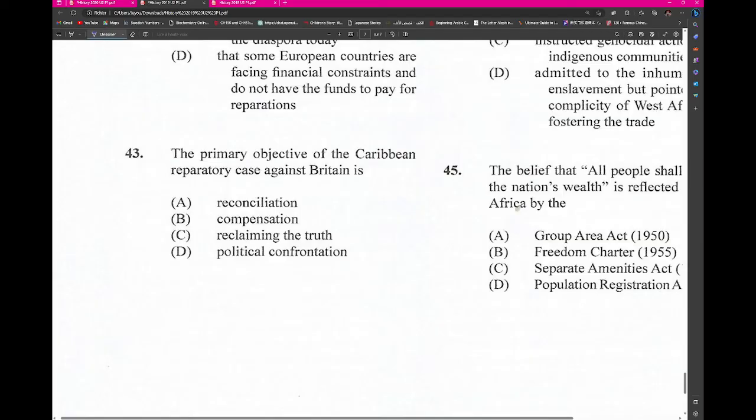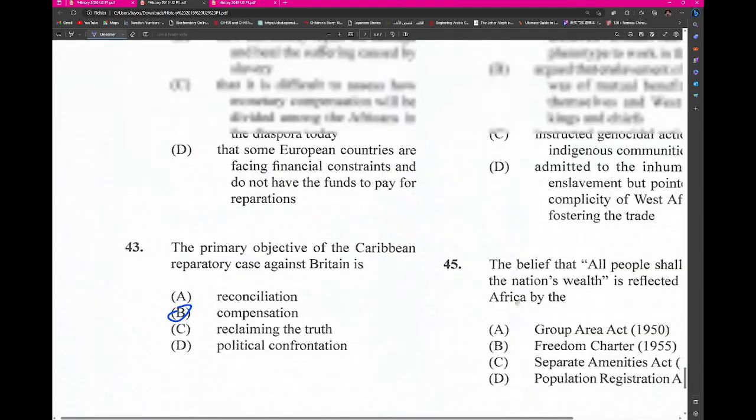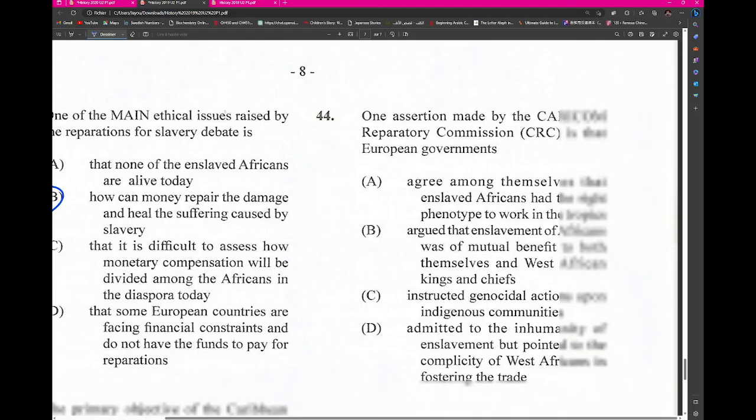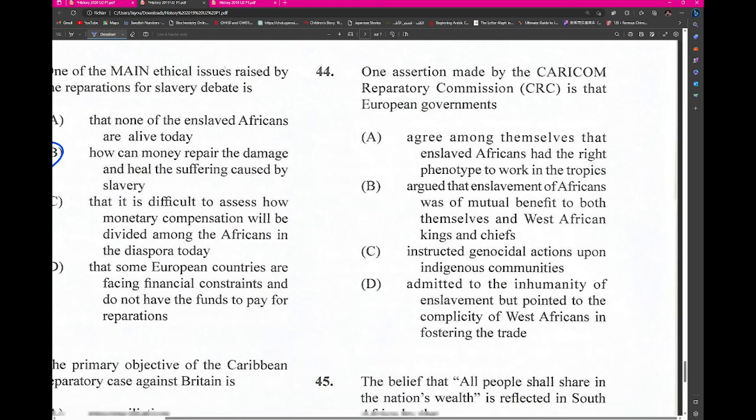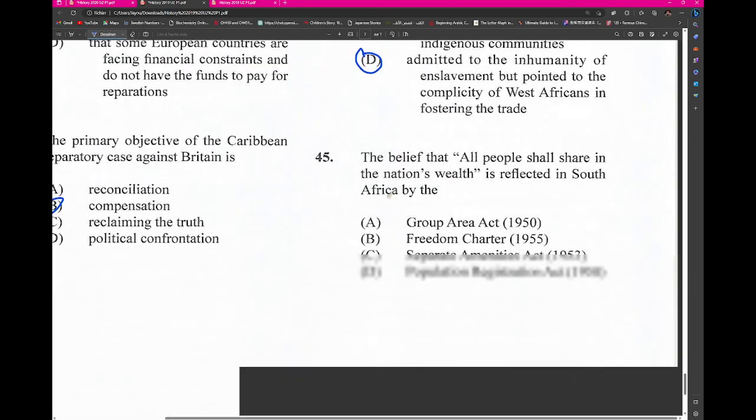The primary object of the Caribbean reparations case against Britain was compensation, right? One assertion made by the CARICOM Reparations Commission, CRC, is that European governments argued among themselves that the enslavement of Africans was of mutual benefit to themselves, and no instructed genocide, admitted the inhumanity. Alright, let's go with that.